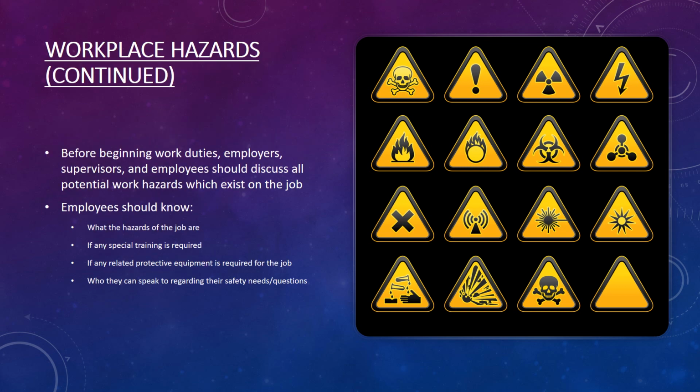Workplace hazards continued. Before beginning work duties, employers, supervisors, and employees should discuss all potential work hazards which exist on the job. Employees should know what the hazards of the job are, if any special training is required, if any related protective equipment is required for the job, and who they can speak to regarding their safety needs and questions.